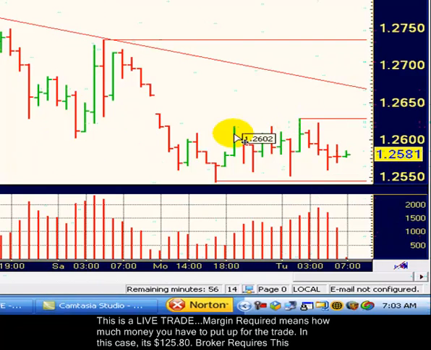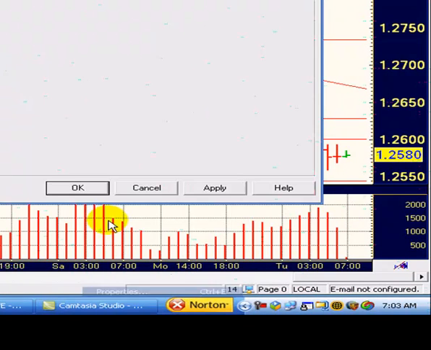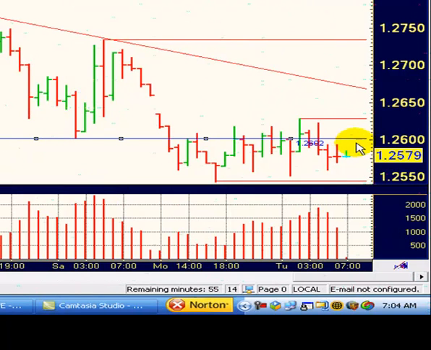Okay, now what we're going to do is put these parameters in. Alright, my profit target is going to be around 126.02. After the price gets to that level, make that blue. Right, there's my profit target up at that line there, 126.02.